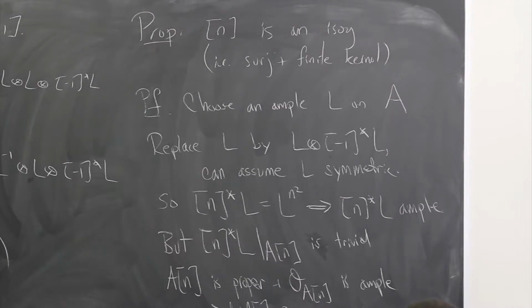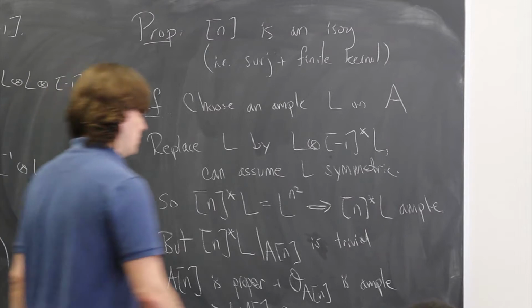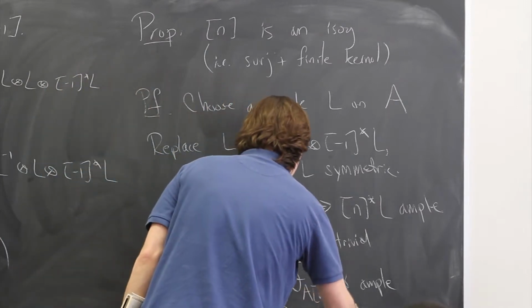So in other words, the kernel of multiplication by n on A is finite. That's what this means. And since multiplication by n is a homomorphism from A to A, and it has finite kernel, it has to be surjective, because the image is going to have the same dimension as the source. So this implies that n is surjective also.